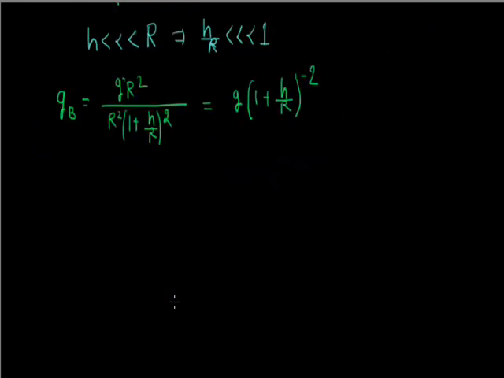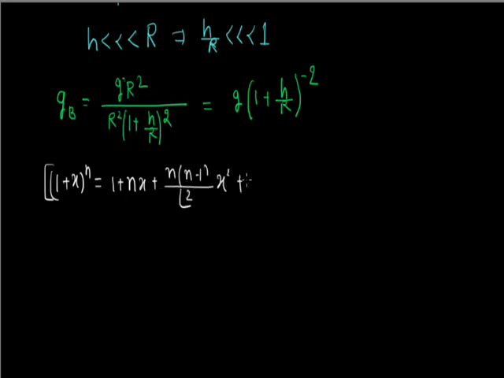Now as we know by the binomial expansion that (1 plus x) whole power n can be written as 1 plus nx plus n(n minus 1) upon factorial 2 x square, plus n(n minus 1)(n minus 2) upon factorial 3 x cube, and so on. So here when we expand this bracket using binomial expansion, we get higher powers of x, and if we compare this equation with this bracket, then here x is h by r and n is minus 2. So when we expand this bracket, we get higher powers of h by r.